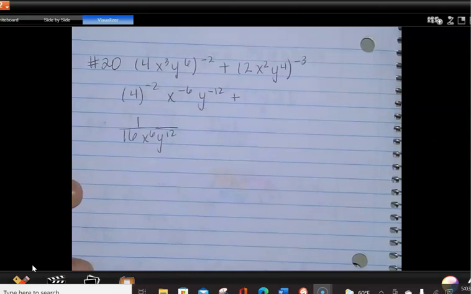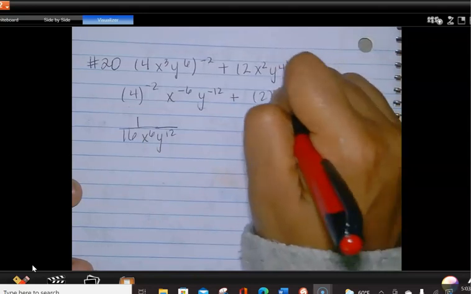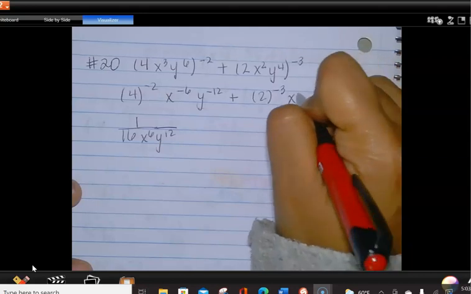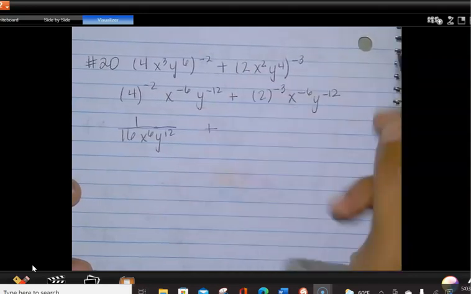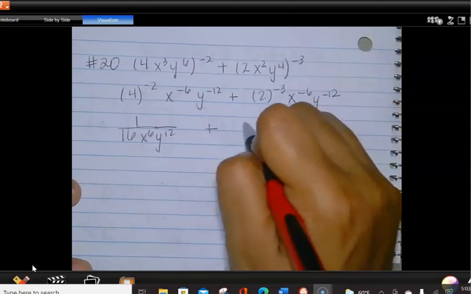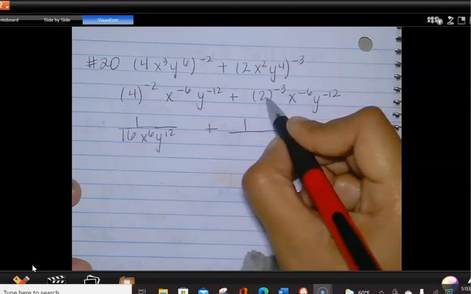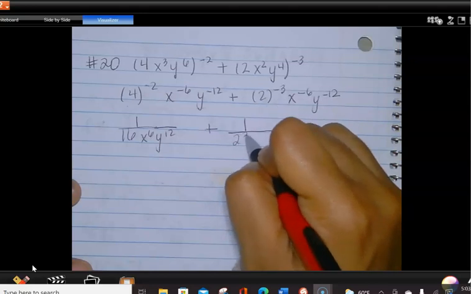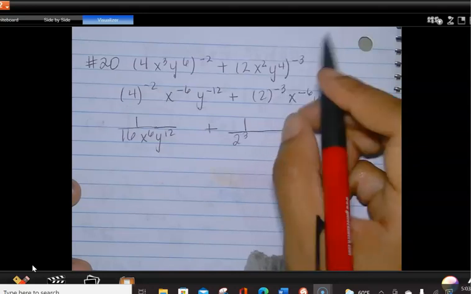Okay. Now I'm going to go and look at this one here. And I had 2 to the -3 multiplying x to the -6 and y to the -12. So back here, I'm doing 2 to the -3. That's 1/8. Right? Am I right? Yeah, 2 to the 3rd is at the bottom. So that's why I'm going to change that to an 8. Do y'all see that? 2 to the -3.